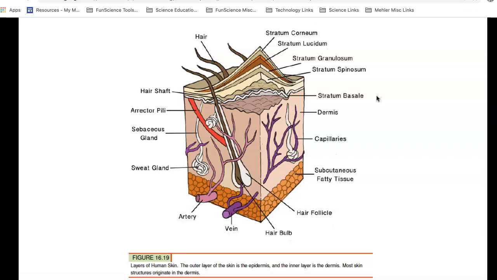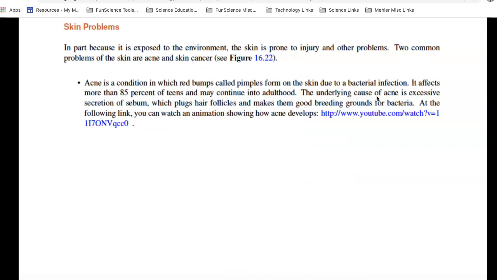This is a close-up illustration of the skin. You can see how things are put together here. We have capillaries in the dermis. We have sweat glands. Skin problems: they talk in your text about acne.